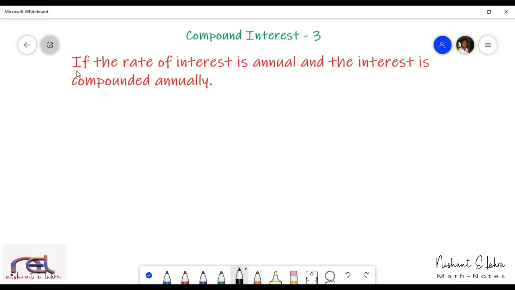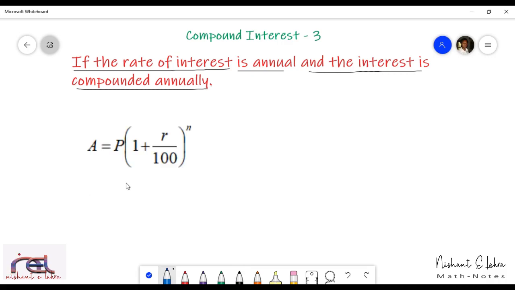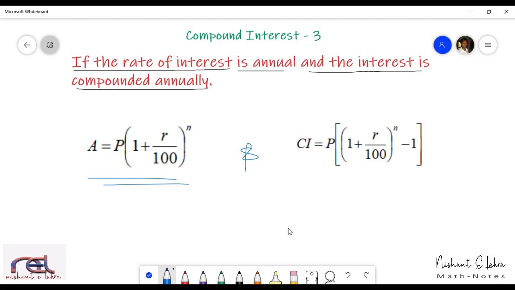Hello everyone, we're learning the lesson compound interest, and today we will see a question based on it. If the rate of interest is annual and the interest is compounded annually, then we will be using these two formulas. This formula is very familiar to you, I'm sure. The second formula is the formula to find compound interest: compound interest is equal to principal into (1 plus r by 100) to the power n minus 1. So these are the two formulas used if the rate of interest is annual and the interest is compounded annually.